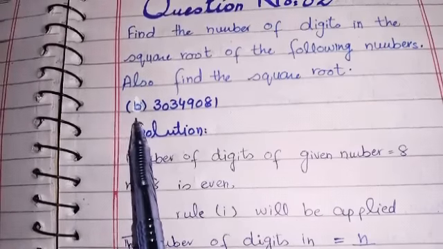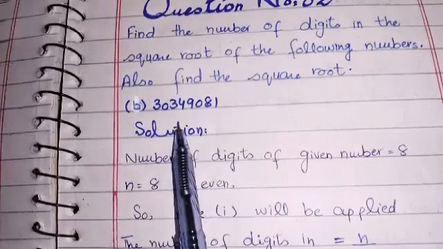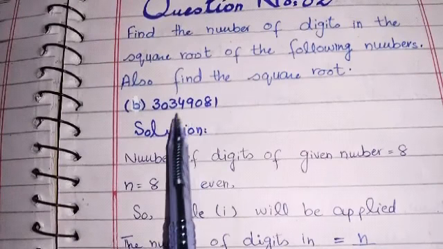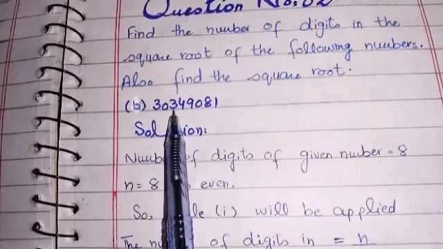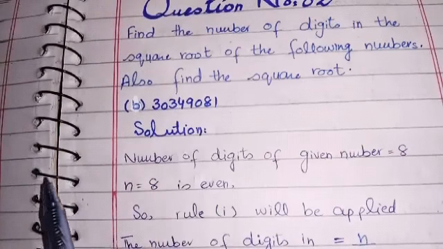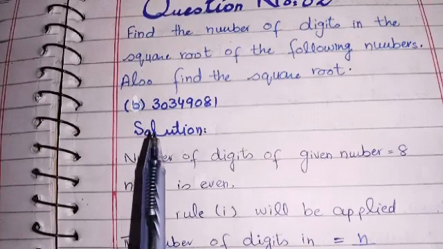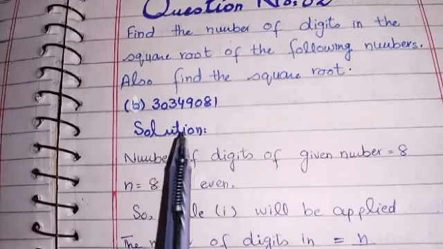Here is our part B, given to us 30349081. Students, in this type of question we count the digits of the given number first, and then we apply our rule number 1 if the number of digits is even, and if the number of digits is odd, we will use rule number 2.